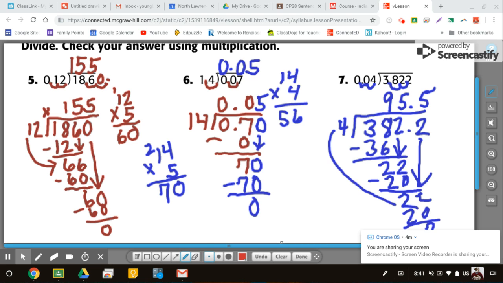And we're going to start up here since this is a 2. And we're going to pretend like we bring down the 0. We're going to bring it to there. 4 goes into 20. Another 5 times. 5 times 4 is 20. Subtract that, you get 0. So we're done. So our answer is 95 and 55 hundredths. Just like that.